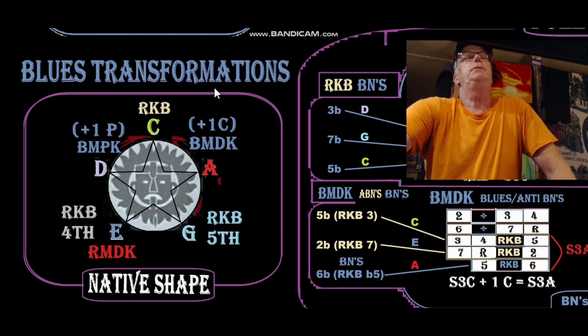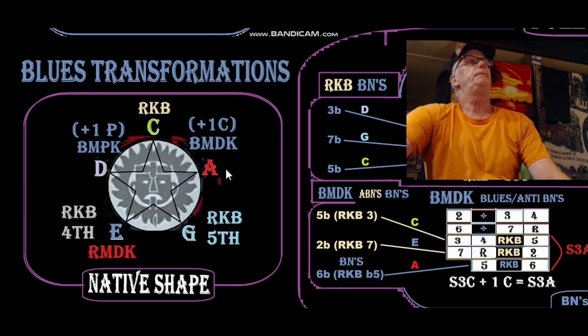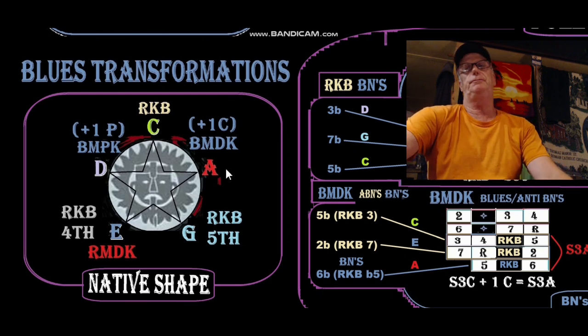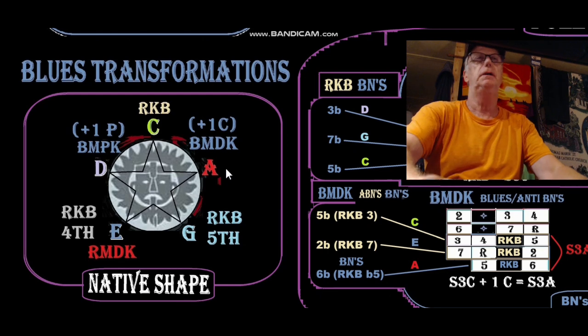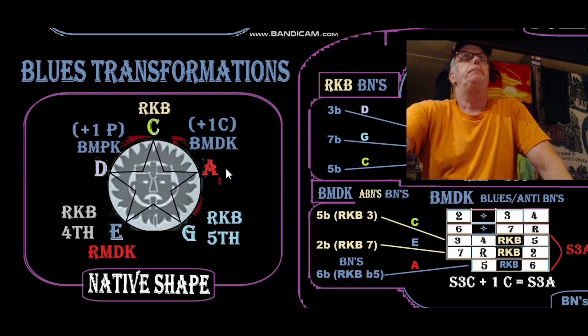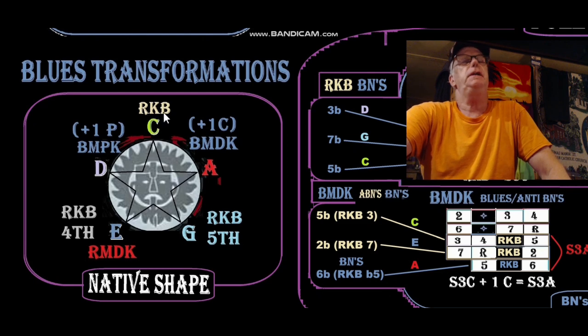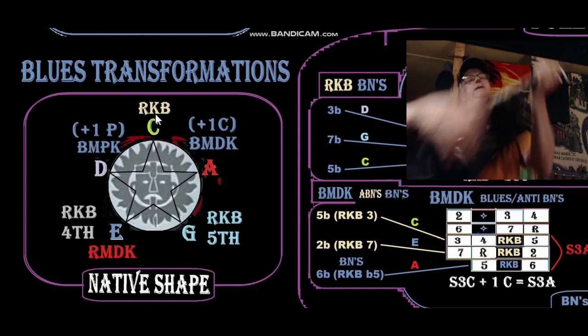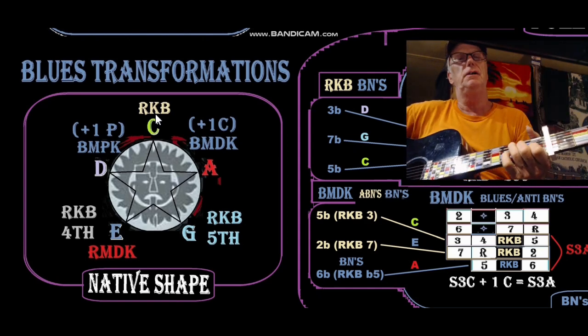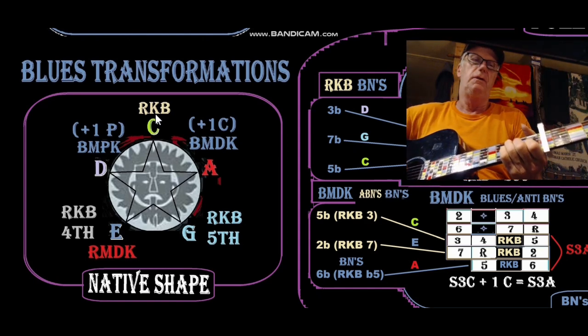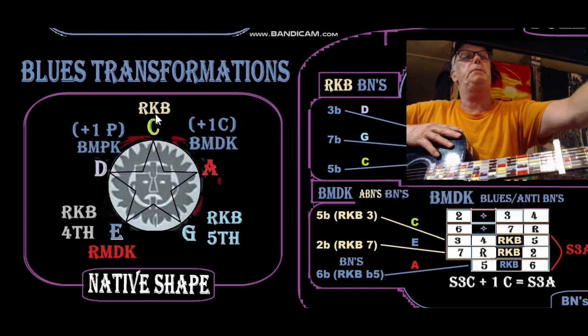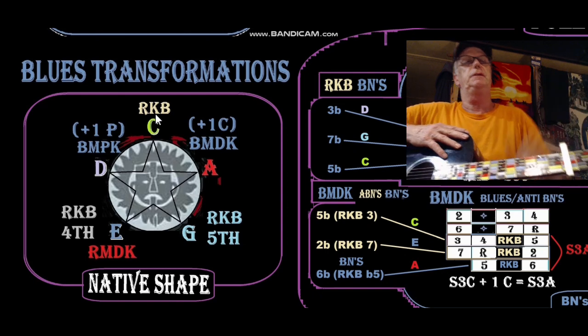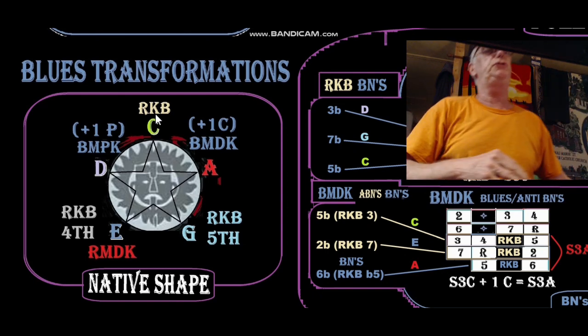So what is the blues transformation? The blues transformation is from the RKB, which is the root key of the blues. So if we start with the RKB in C, that would be our C7. If we're playing the blues, we're going to be playing that C7. You know, the good old C, F, G blues.